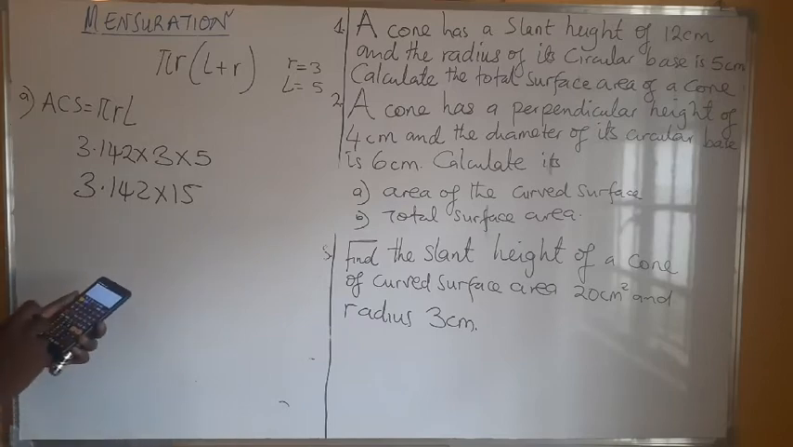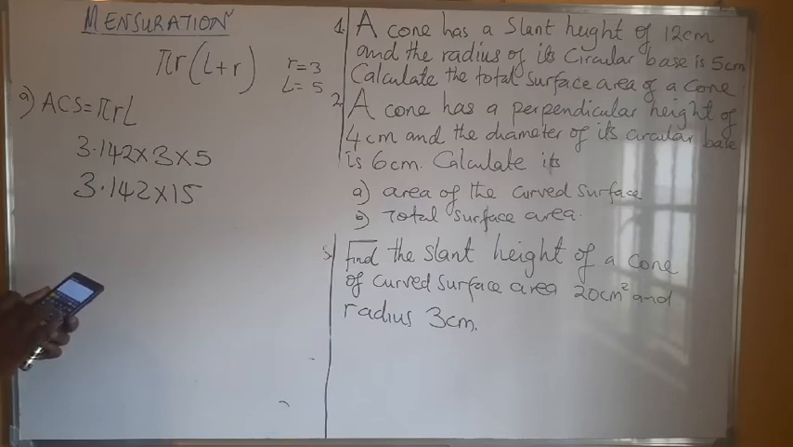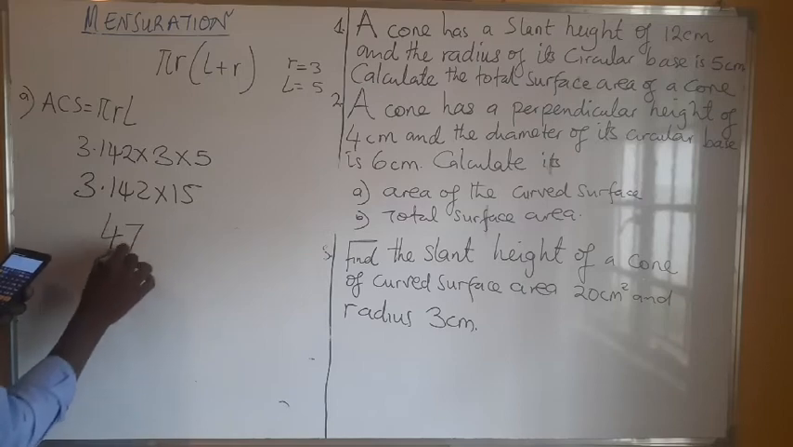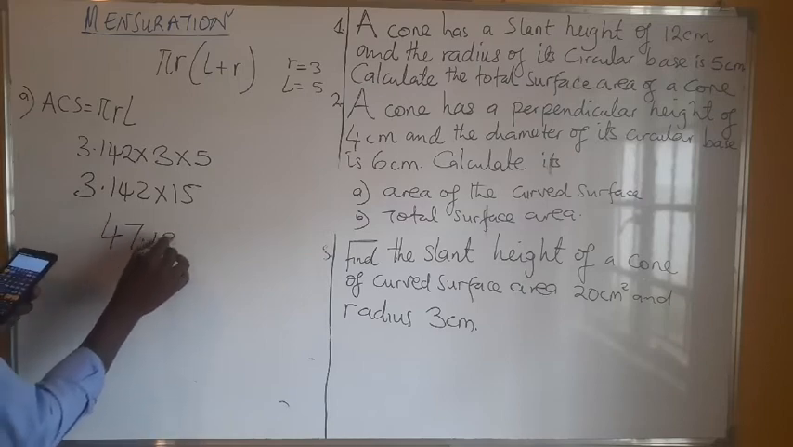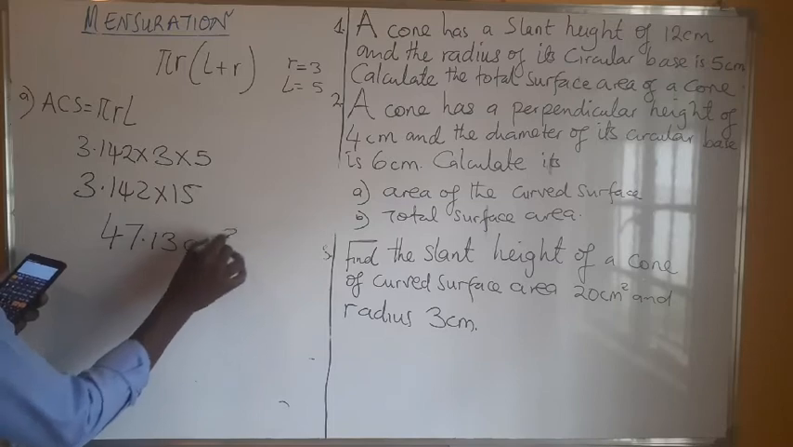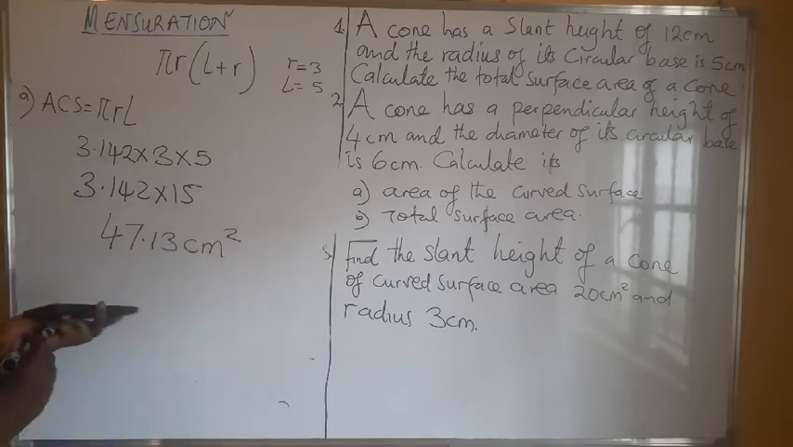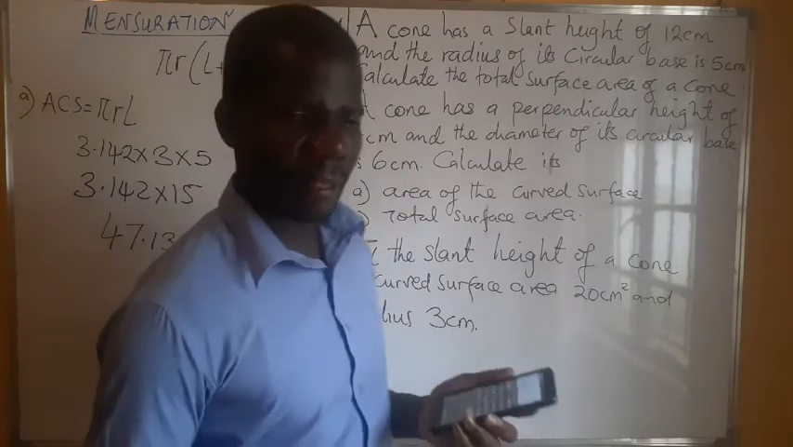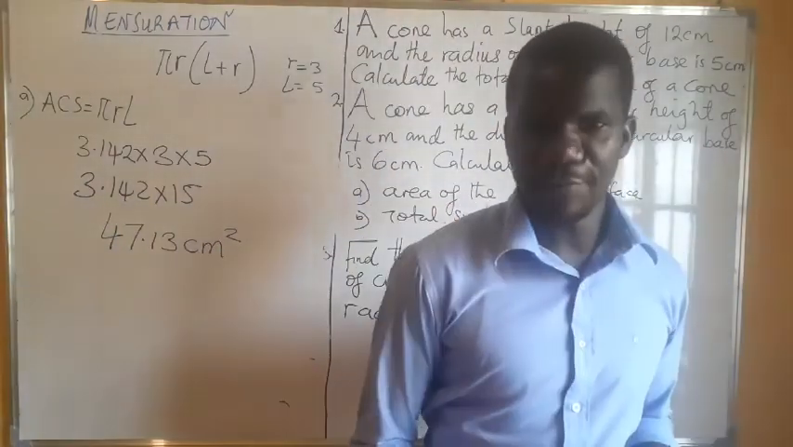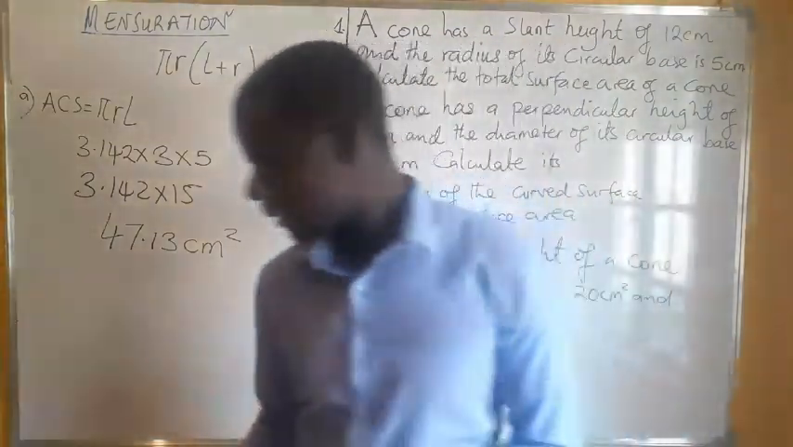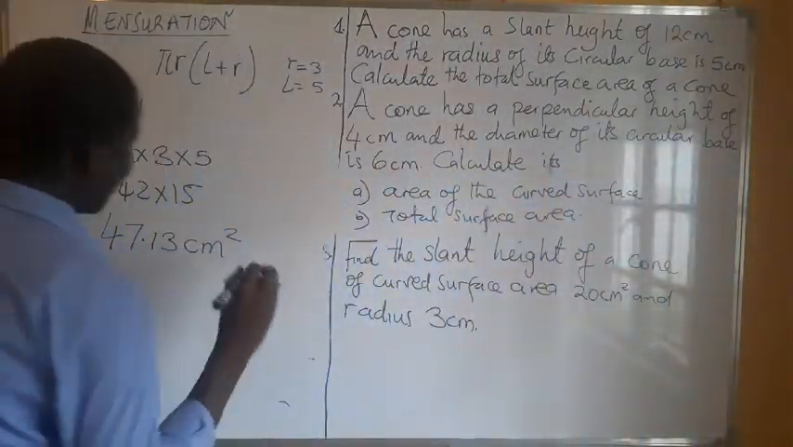We can use our calculators. Make sure you get the same answer here. You can pause and find yours before you look at what I'm getting. You will never know these calculators. So for me, I'm getting 47.13 centimeter squared. So this is the area of the curved surface.